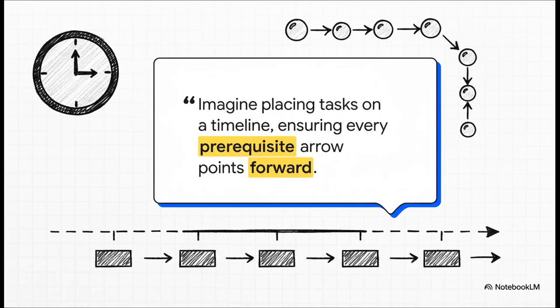I absolutely love this analogy. It gives you such a perfect mental picture of the goal. You're literally just taking all your messy, interconnected tasks and neatly placing them on a timeline. And the one rule is that when you're done, not a single one of those dependency arrows can be pointing backward. Everything has to flow smoothly from start to finish.